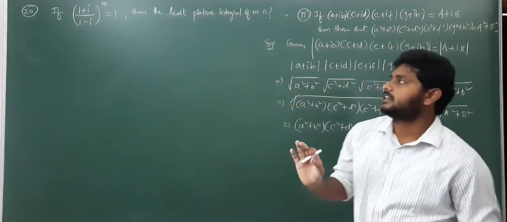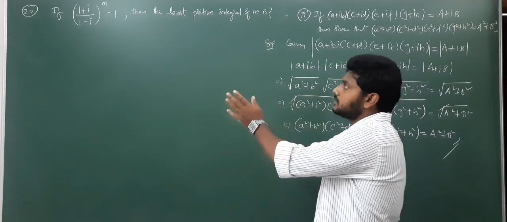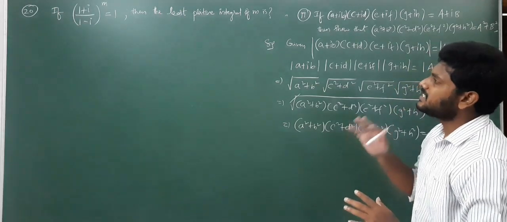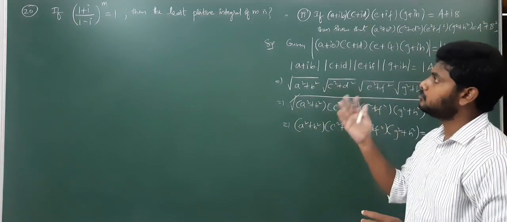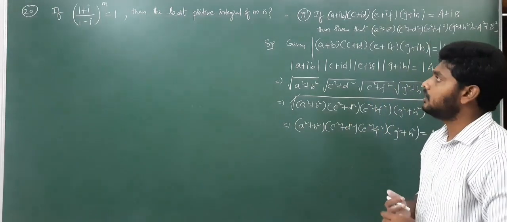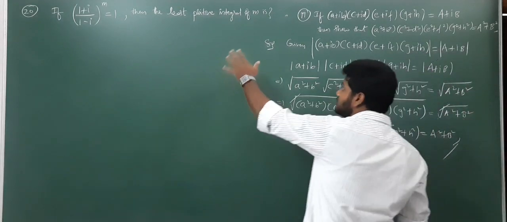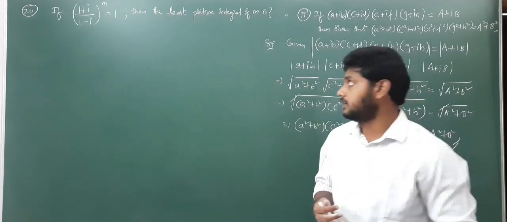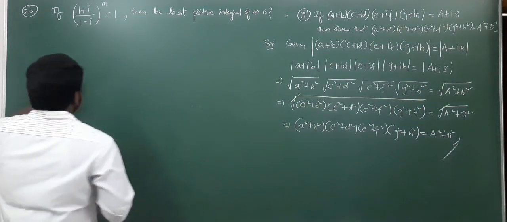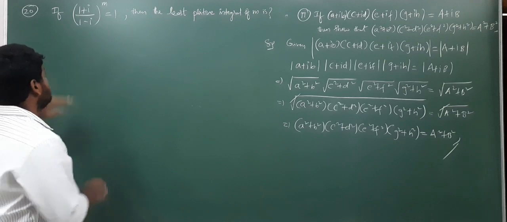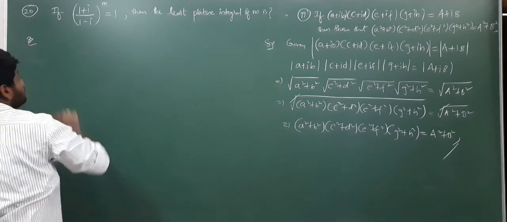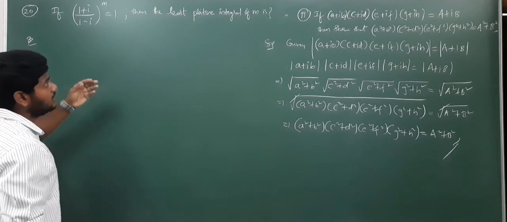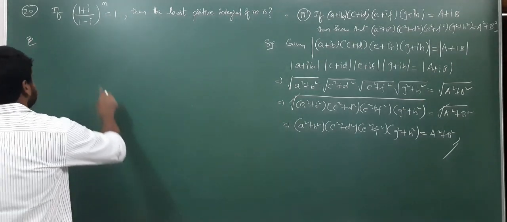If you simplify the LHS equal to RHS, you will get many m values. Out of those m values, which is the least positive integer? You need to find that. This question will be asked for 3 marks, and it is very important. First of all, simplify this in order to get the m value. After that, we will decide which is the least positive integer.